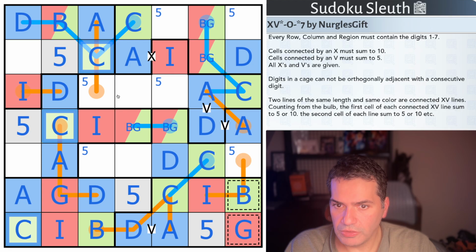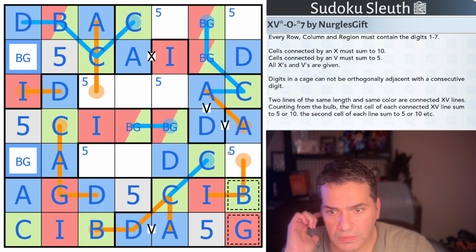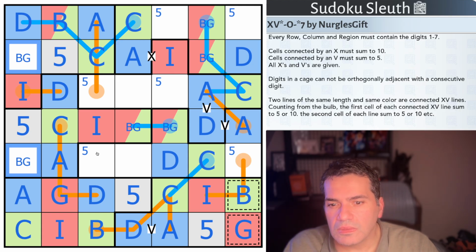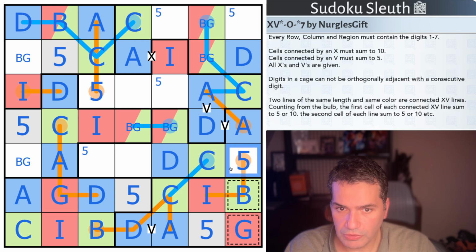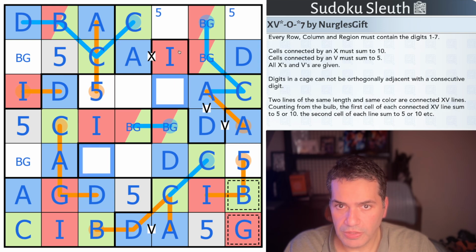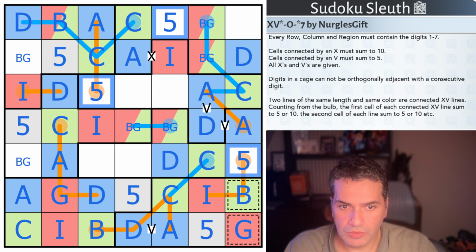How are we doing with C's? We're nearly there. 1, 2, 3, 4, 5, 6, 7. We are there. So I need B's, G's. Don't know. Just going to pencil mark for now. 5G. Can't have a G in here because that would create a 10. So this has to be 5 after all. And this is 5. These are not 5s. That's my 5. I'm going to color these a nice neutral gray.